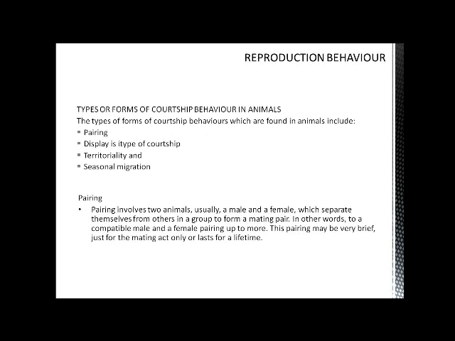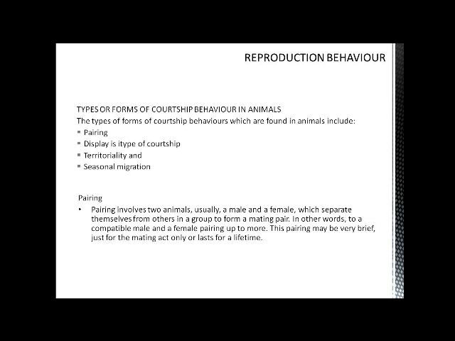The next one is types or forms of courtship behaviors in animals. The types or forms of courtship behavior which are found in animals include pairing, display, territoriality, and seasonal migration. We are going to start with the first one, which is pairing.